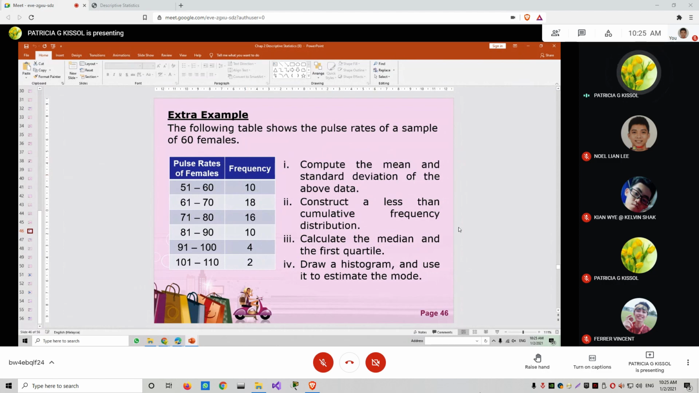Because when you have this question, you have to decide, first of all, is it a population or a sample, which formula you need to use for the standard deviation. And then of course, to construct the less than cumulative frequency distribution, this one you could do, and the calculation of median and first quartile, and then draw the histogram and use it to estimate the mode. Maybe if you don't have the graph paper and you're not able to draw the histogram, it's okay, I'm going to show you, but I would prefer that you do part one, part two, and part three, everything about calculation.